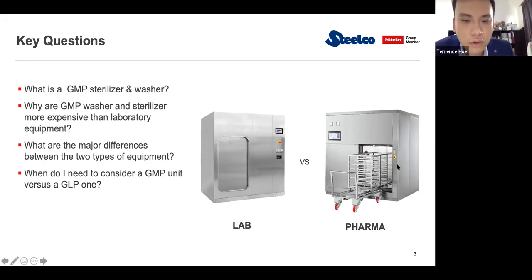These two pictures are an autoclave or sterilizer unit. This is the outlook of a laboratory sterilizer. This is the outlook of a pharmaceutical grade sterilizer. The function is the same. They are autoclaves, so their function is to sterilize. But what are the major differences between these two? And this costs more than the laboratory unit.